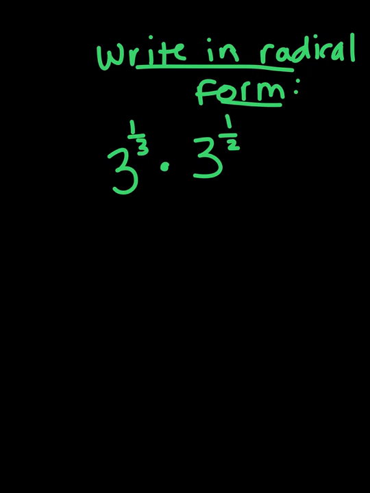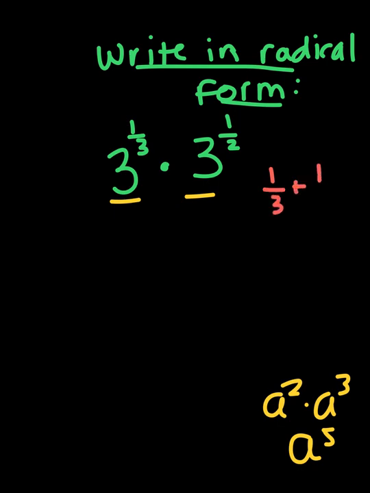So for this one, they want me to write it in radical form. Before I do that, I notice that I have two like bases being multiplied. When I multiply like bases, like back in the day when I did a squared times a to the third, I add my exponents. So over here, I want to add 1/3 plus 1/2.